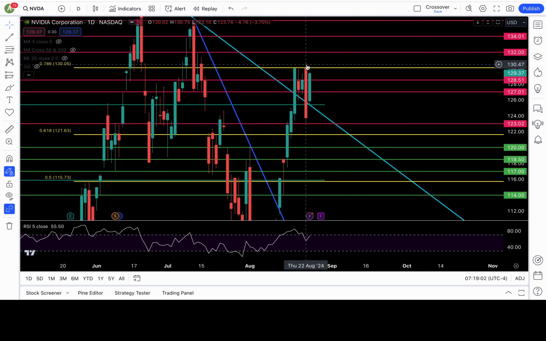So we can look at it as a zone. That's a sell zone, 130 to 131. But overall, above 131, that's the main level I'd be watching. I'd be bullish if those levels clear.